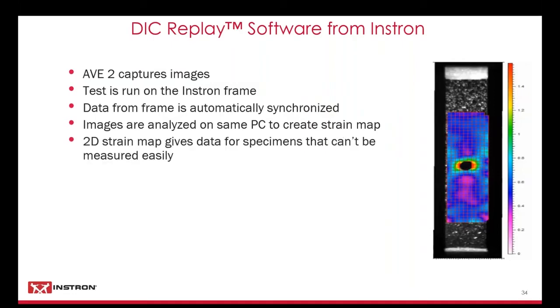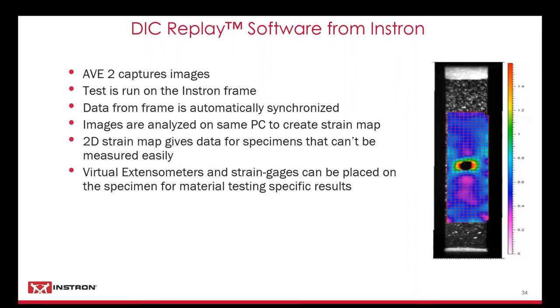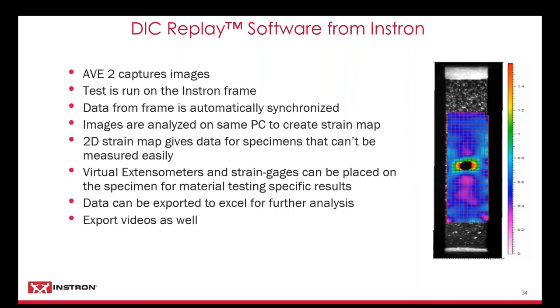The 2D strain map gives data for specimens that can't be measured easily, like I mentioned. Of course, you can add virtual extensometers and strain gauges, and they can be placed on the specimen pretty much anywhere for material testing specific results. The data can then be exported to Excel for further analysis, and we can export videos as well. So the intent there is that, again, we didn't invent DIC, but we'd like to think that by integrating it, we made it faster and easier to conduct your testing.